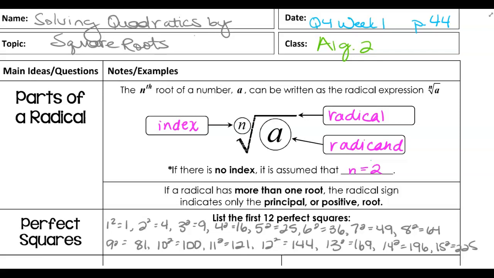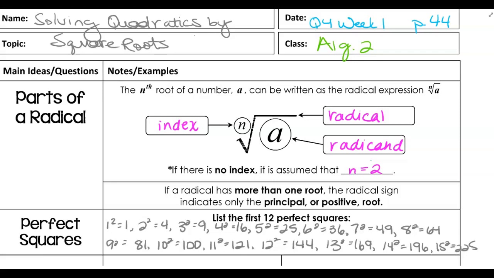So we're going to start here by defining the parts of a radical. And you can see I've already labeled those for you. So we have the nth root of a number a can be written as the radical expression. You can see the way that's written symbolically. And we define that bar that goes over our number as the radical.